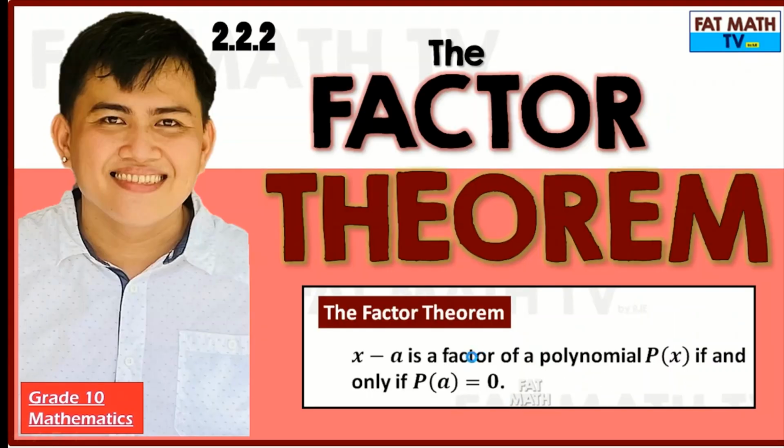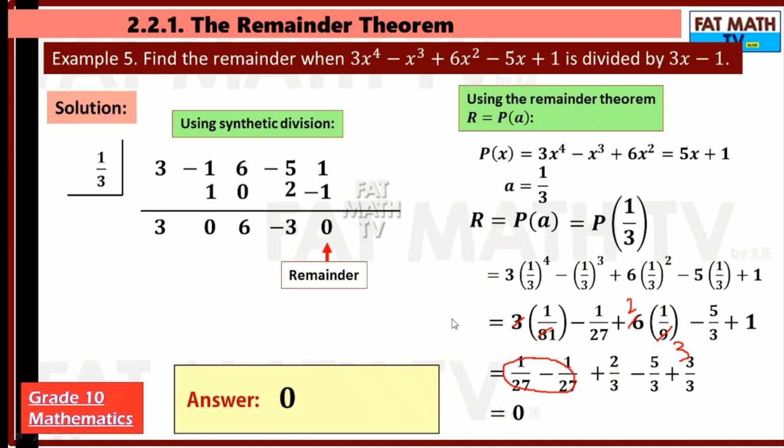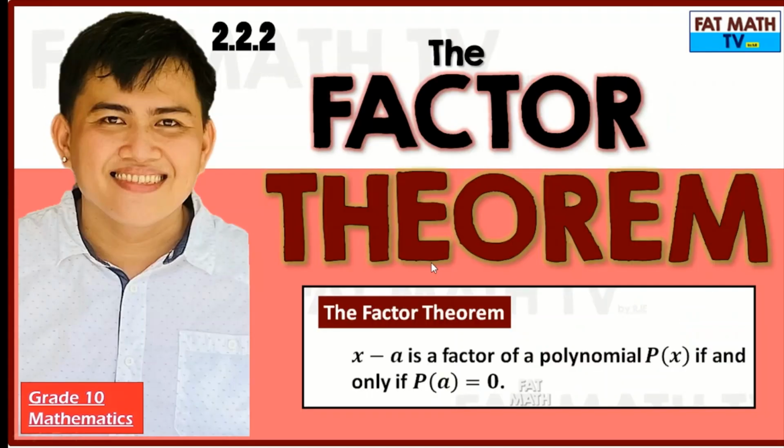Okay, so that's it for the remainder theorem. So the remainder theorem is just a shortcut to find the remainder. A shortcut if you are given a polynomial that has higher powers of x and the other powers are not there. So it's easy to solve for the value of p of a. But sometimes synthetic division is also shorter.